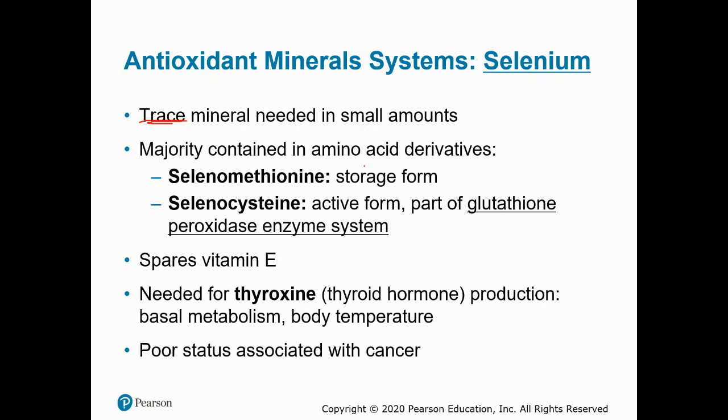We find selenium also in many amino acids. So there are some amino acid derivatives in our food, which is basically how we get selenium. We can find selenomethionine and we can find selenocysteine. Methionine and cysteine are two amino acids. Selenocysteine is the active form of selenium, and it's this form that we're going to find in the glutathione peroxidase enzyme system, an antioxidant enzyme system.